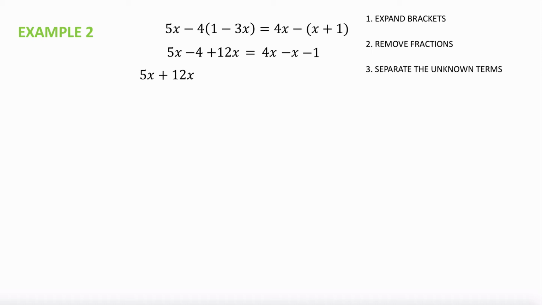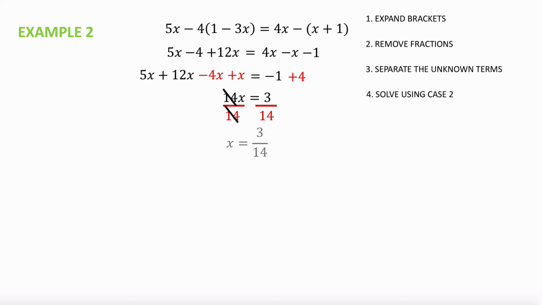So I have 5x plus 12, and now I want to move positive 4x to the other side, so it will become minus 4x. And then I also want to move minus x over to the other side, so it will become positive x. And this is equal to minus 1 plus 4. I simplify both sides of the equal sign, and I get 14x is equal to 3. And now for step 4, we solve using case 2. So I can divide both sides by 14. We see that the 14s cancel, and so x is equal to 3 over 14.